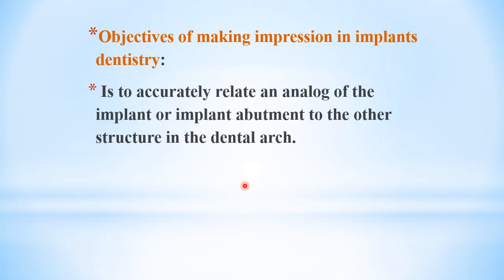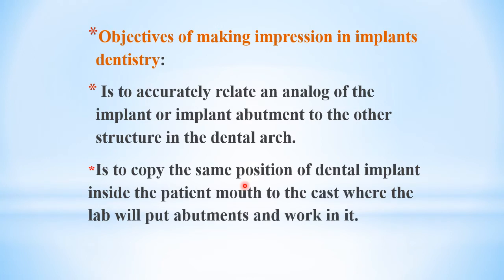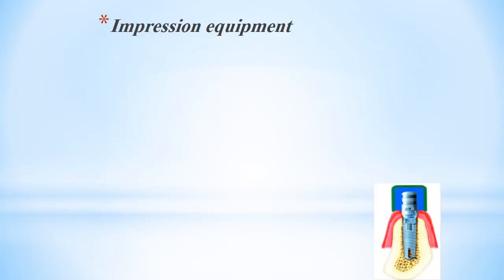The objective of making an impression in implant dentistry is to accurately relate an analog of the implant or implant abutment to the other structures in the dental arch. Also, to copy the same position of the dental implant inside the patient's mouth to the cast, where the lab will put abutments and work on it.